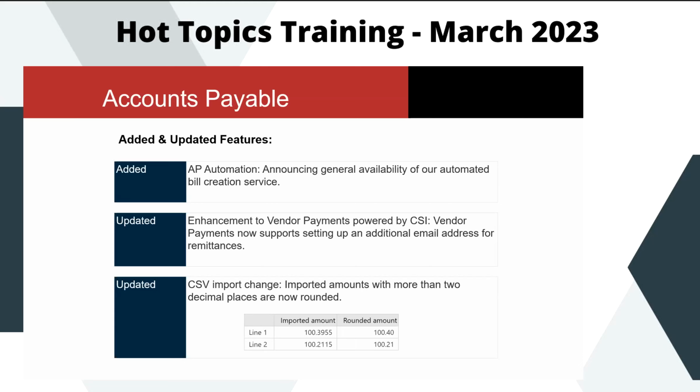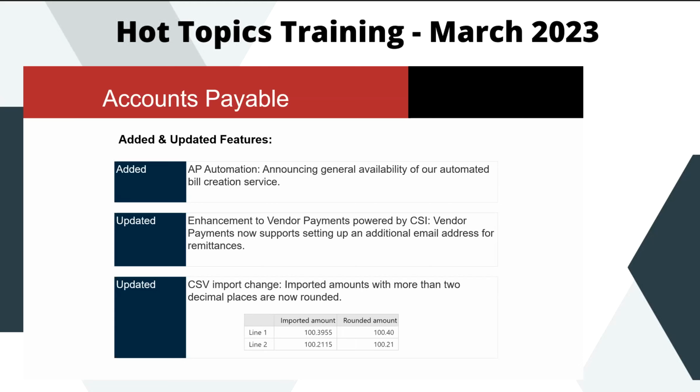A new update is an enhancement to the vendor payment, and this will be powered by CSI. Vendor payments are now supported to set up additional email addresses for any remittance that is needed. So if a remittance is needed by, say, the AP clerk and the accounting manager, you can now set up additional email addresses to alert the individuals who need to be notified.